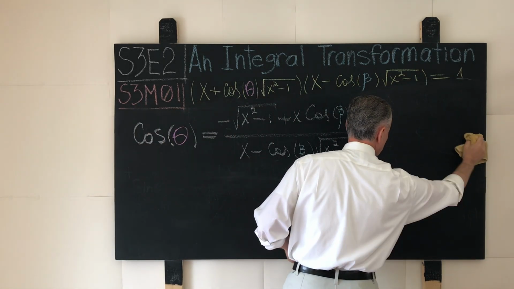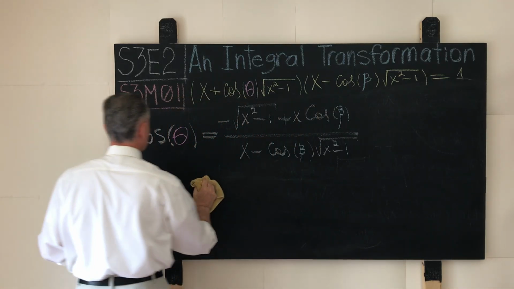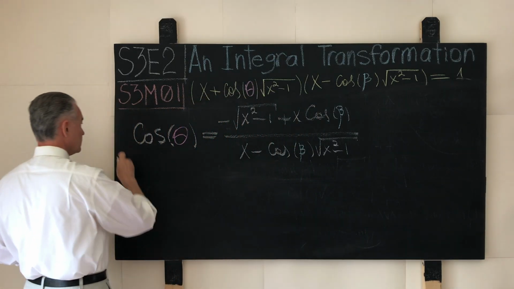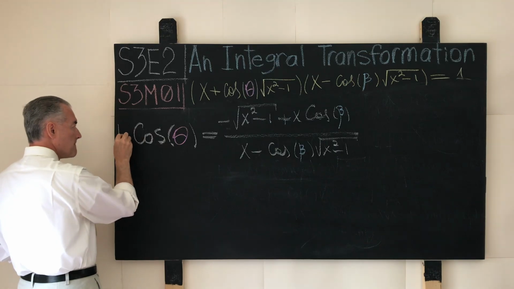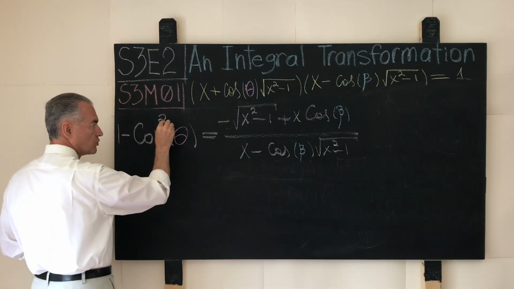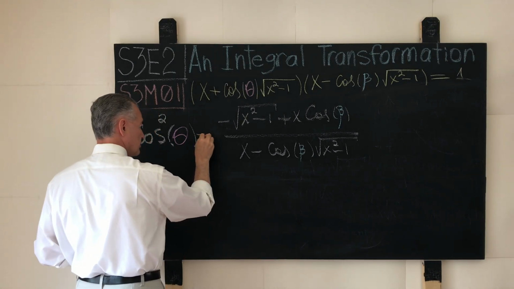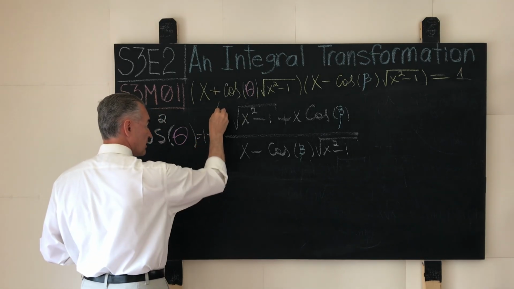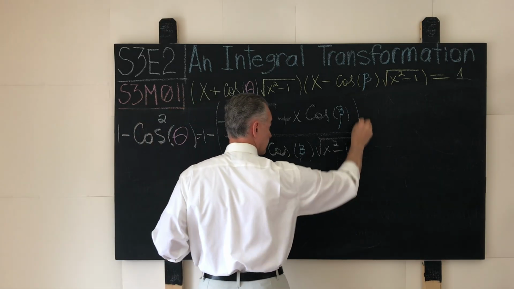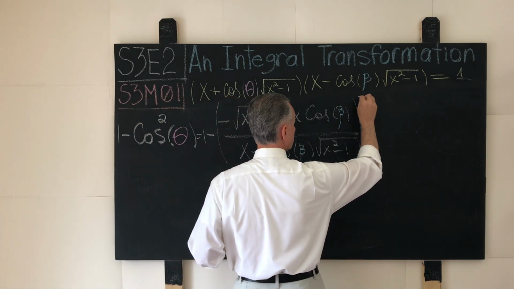Well, all we have to do is this. Let's hijack this expression and write it down like this. 1 minus cosine square will be equal to what? Let's jam it in. 1 minus this scary thing squared.